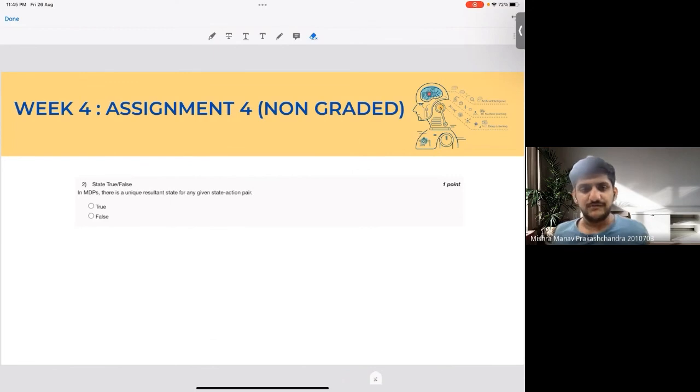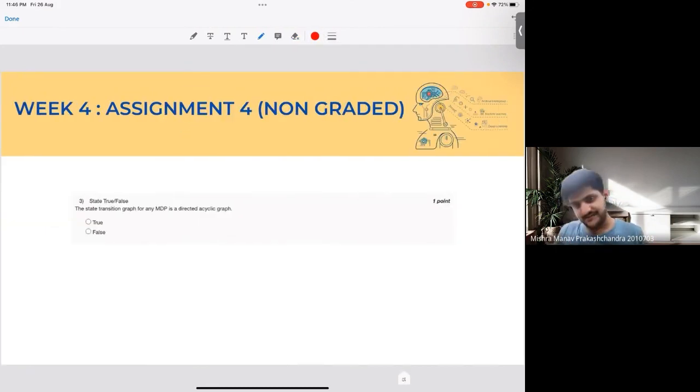Second question is a true or false question. In MDPs, there is a unique resultant state for any given state action pair. So this is incorrect. If I have a given state action pair, I don't have a unique resultant state. So that means my transition probability is not deterministic, but what I'm considering to be deterministic is the policy. So the policy is different from the model. The model is a transition probability. So I can't say that there is a unique resultant state for any state action pair. So this is definitely false.